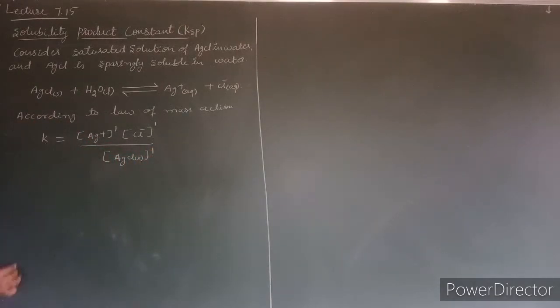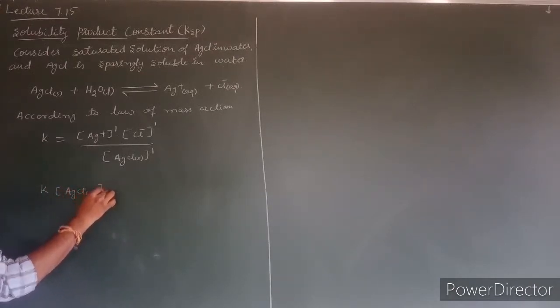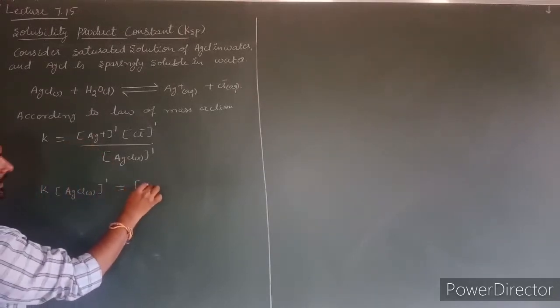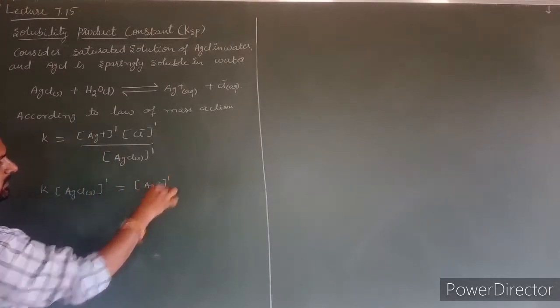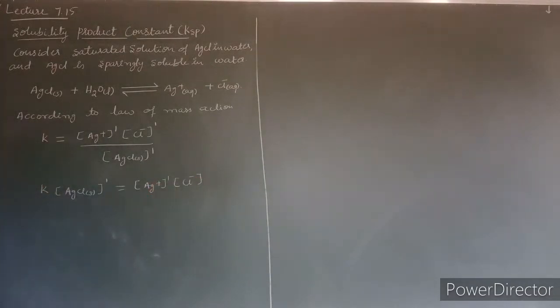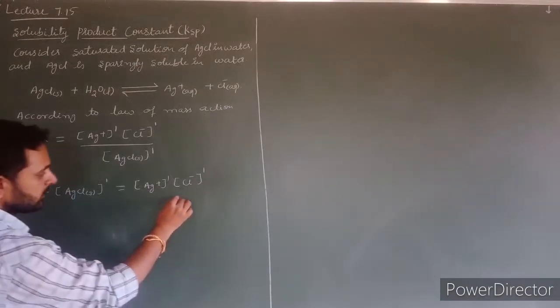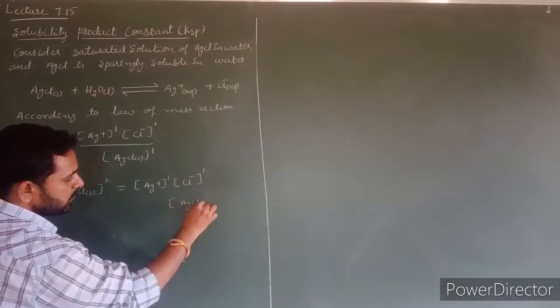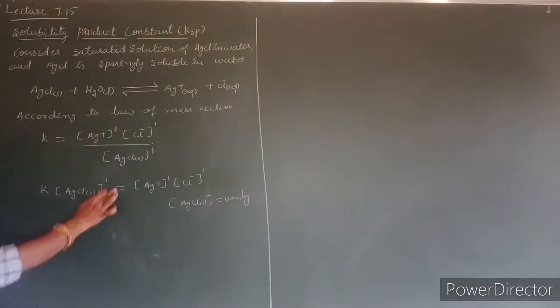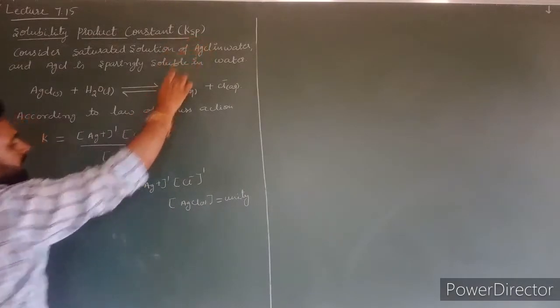Now you just rearrange this equation. K into molar concentration of solid silver chloride and its stoichiometric coefficient is 1 is equal to molar concentration of Ag plus ion and its stoichiometric coefficient is 1 into molar concentration of Cl minus ion and its stoichiometric coefficient is 1. Here the molar concentration of solid silver chloride is equal to unity. That's why this total term is replaced by KSP.